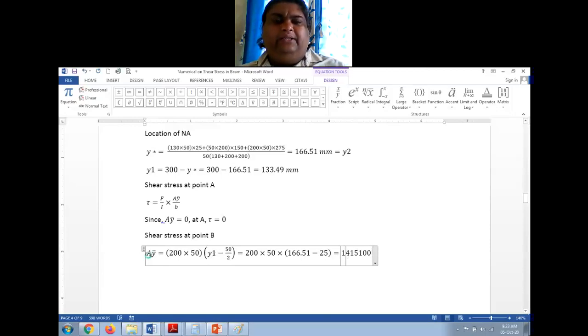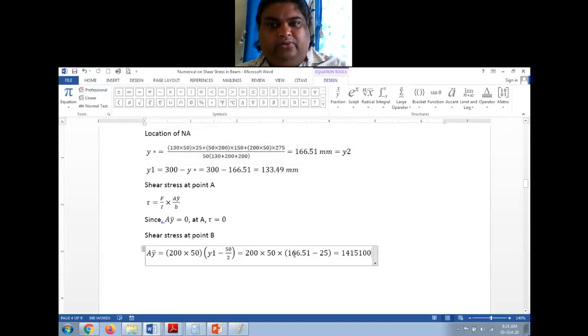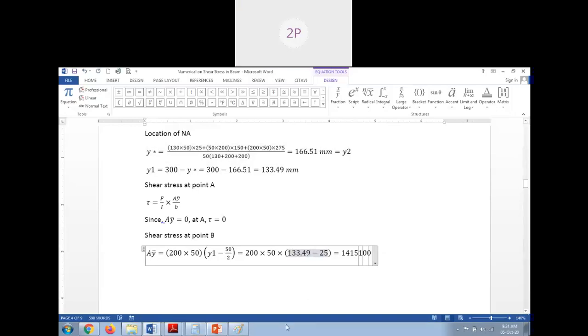Don't try to write the unit for this because the unit you get theoretically is meter cube. Yes, sir, y1 is 133.49, sir. Yeah, sorry, I took the y2 value, right? Yes, sir. Yeah, 133.49.